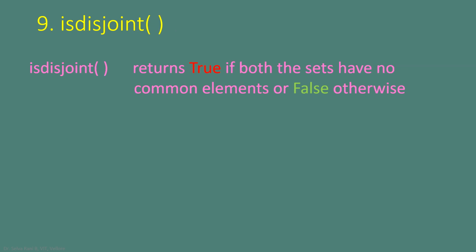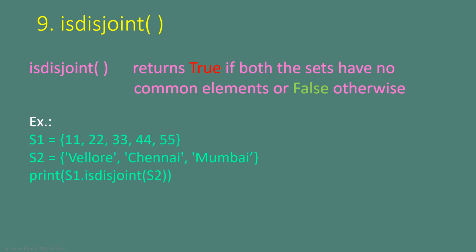The next method is disjoint. This method returns true if both the sets have no common elements. Otherwise, it will return false. The syntax is set1.isdisjoint(set2).